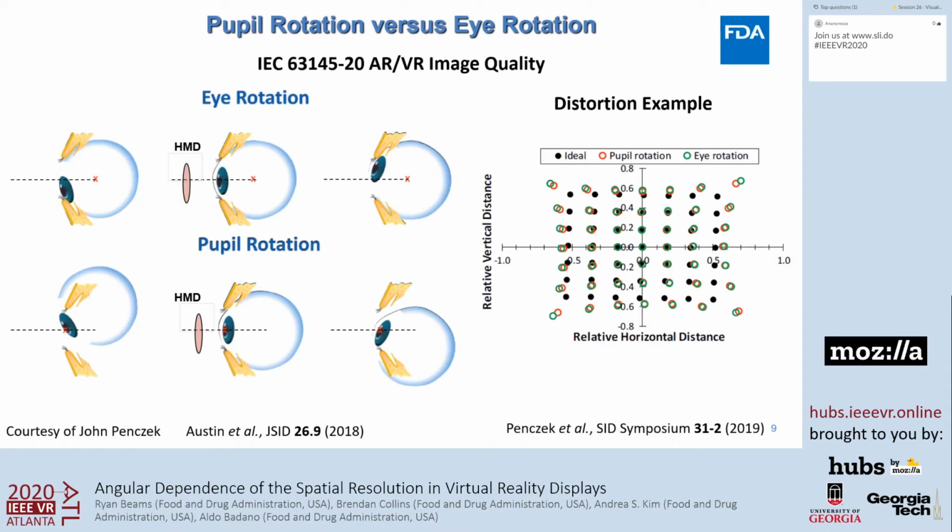And while this may seem like a small difference, there's a recent paper by John Pensick exploring these differences in the case of distortion. What you actually see is the pupil rotation in red versus eye rotation in green. You actually get fairly different results. And so this really illustrates that if you go about measuring some of the properties of these head-mounted displays, you have to think very carefully about how you go about measuring.